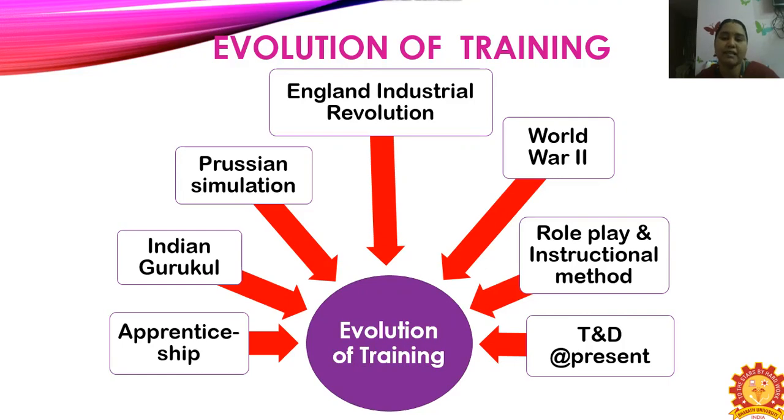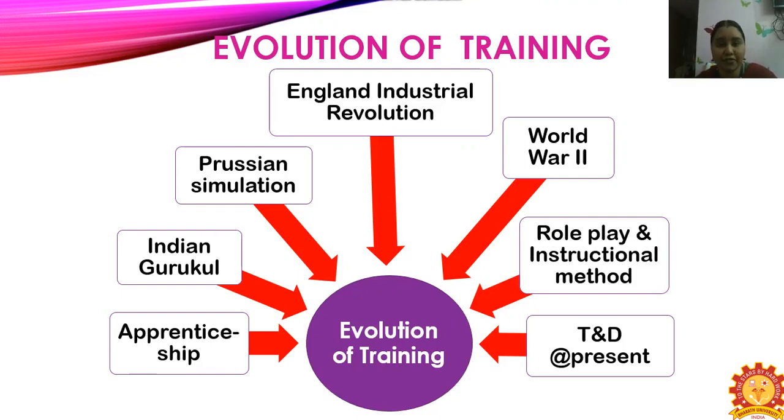The last phase of evolution in training is the present-day scenario. While methods of training like apprenticeship, vestibule training or role playing have all immensely progressed, the training techniques used today by organizations in many sectors are computer-based training and web-based learning. So we have e-technology, e-learning methods, e-training methods. Everything is virtual today. Even learning has become virtual. So today's scenario is more of computer-based training and web-based learning.